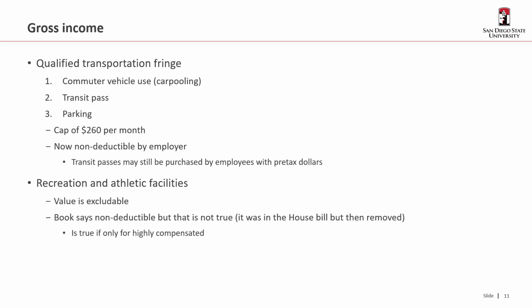Okay. So, recreation and athletic facilities, this was a close call. It was just about on the chopping block in the last tax law, but it survived. The value of providing a gym for your employees on site remains excludable to the employees. The book says that it's not deductible, but that's simply not true. I'm thinking the timing was wrong, because that does in fact remain deductible. It's only non-deductible if it's only for highly compensated employees. So, for example, if you have to be an officer of the company in order to get access to the gym, then that is in fact a non-deductible cost.